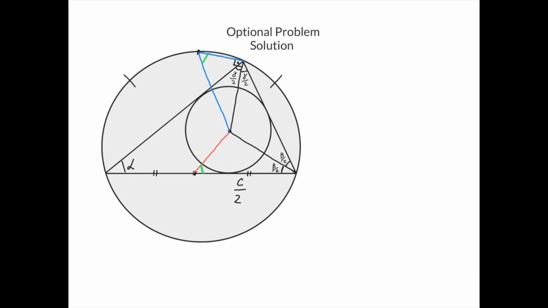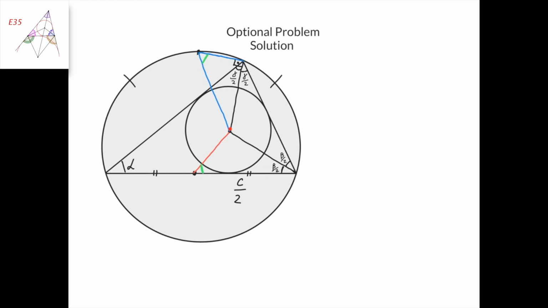Let the angles of the triangle be alpha, beta, and gamma, and let this side be C. Then because this is the midpoint of this side, this length is C divided by 2. And because this is the incenter of the triangle, we know that this and this are the internal bisectors of this angle and this angle. And so this angle equals gamma over 2, and this angle equals beta over 2.